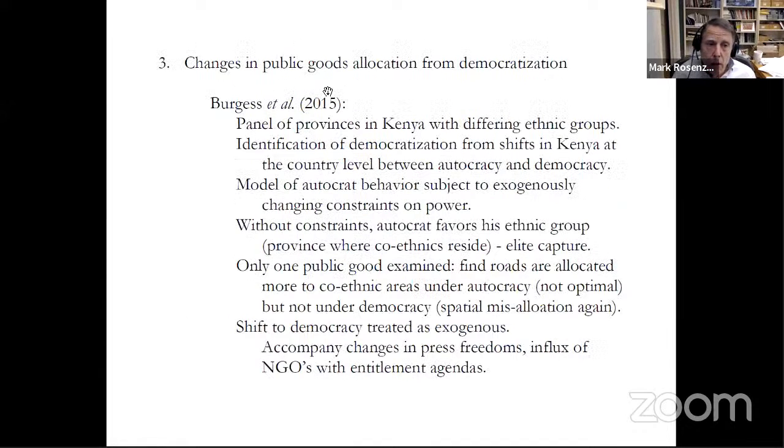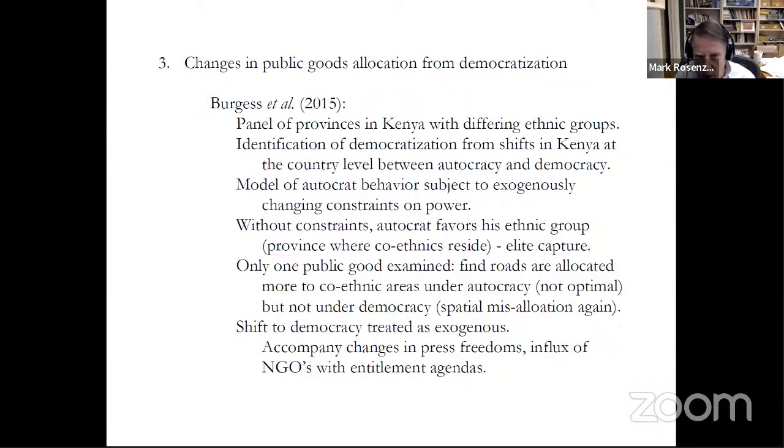Okay. The closest study to looking at the effects of democratization is one by Burgess and co-authors that was published in the AER in 2015. They also have a setting in which there are different interest groups, namely different ethnic groups in Kenya, who tend to be concentrated in different provinces. And what they find is that Kenya is a country that actually shifted from autocracy to democracy and also back again. They go back and forth.